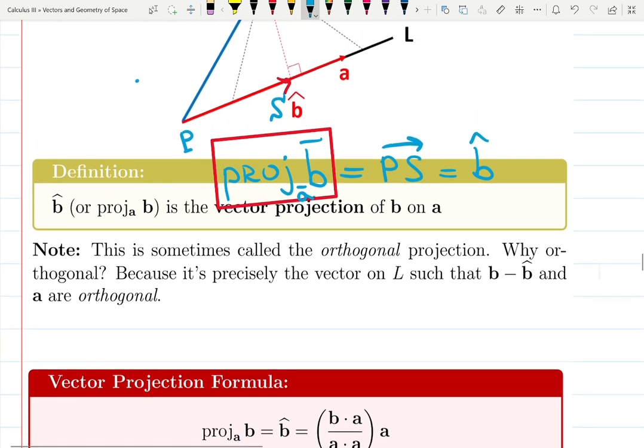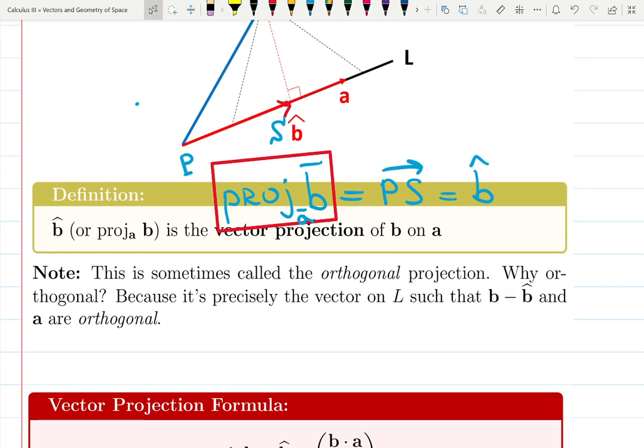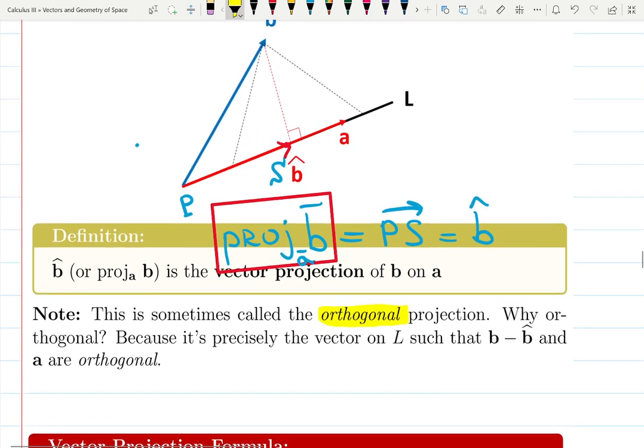So this is what you call orthogonal projection. It makes sense because it's orthogonal. That's the one we decided to keep, this right angle. That is the best one. Why orthogonal? Because it's precisely the vector on the line L. What kind of vector? Let's keep the arrow up. So if we keep the arrow up, look what's happening here.